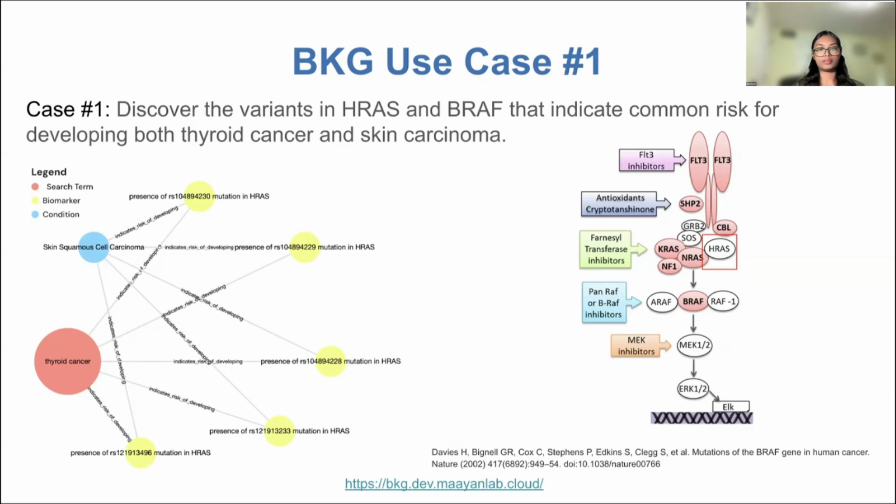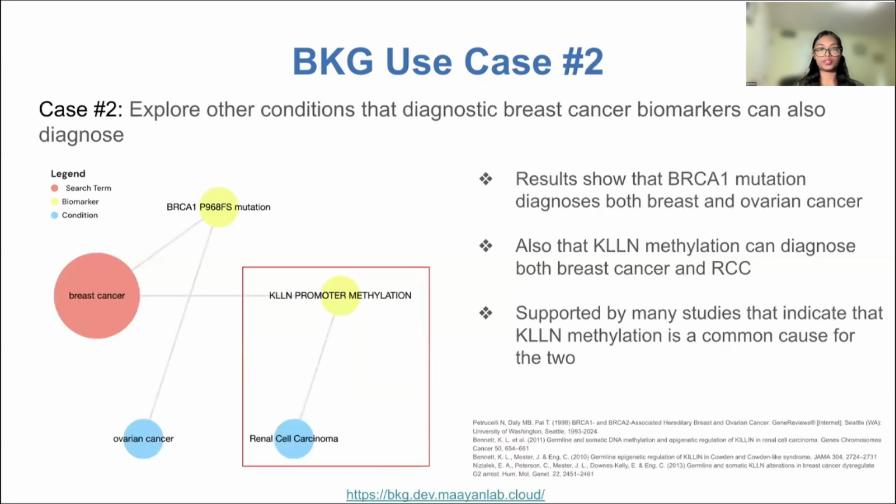And the second use case focuses on breast cancer, as studies have shown that women with breast cancer have an 18% chance of developing a second cancer later in life. So we can use BKG to easily find some other conditions that have common diagnostic biomarkers with breast cancer. The generated subnetwork shows that the BRCA1 mutation diagnoses both breast and ovarian cancer, which has been supported by hundreds of studies, but we also see that the methylation of KLLN can diagnose both breast cancer and renal cell carcinoma. Many studies have indicated that KLLN methylation is a common cause of the two, so this subnetwork is corroborated.